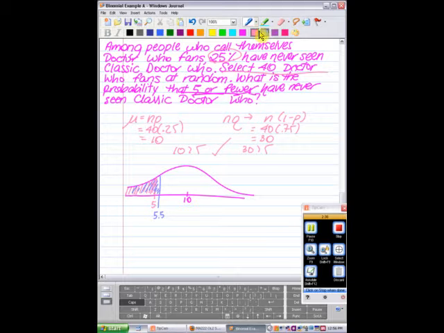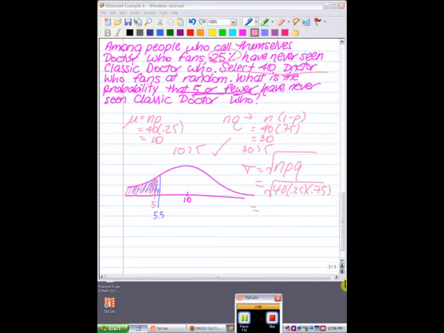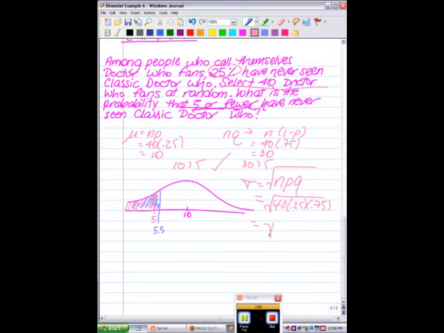We could find the standard deviation next. So that's the square root of NPQ. So that's the square root of 40 times 0.25 times 0.75. Let's just make this bigger. Okay, so we have the square root of 10 times 0.75, that's 7.5. And the square root of 7.5, let's see, we get 2.739 according to my calculator.